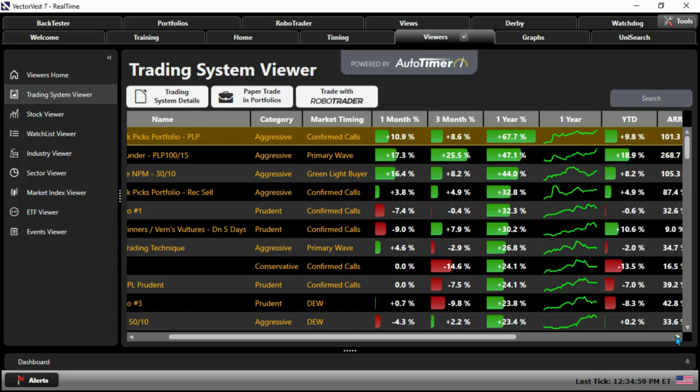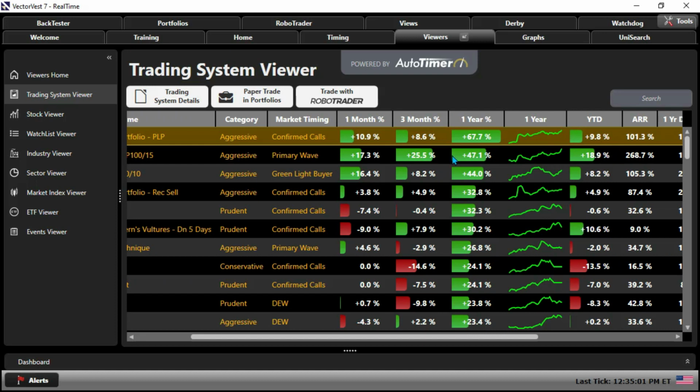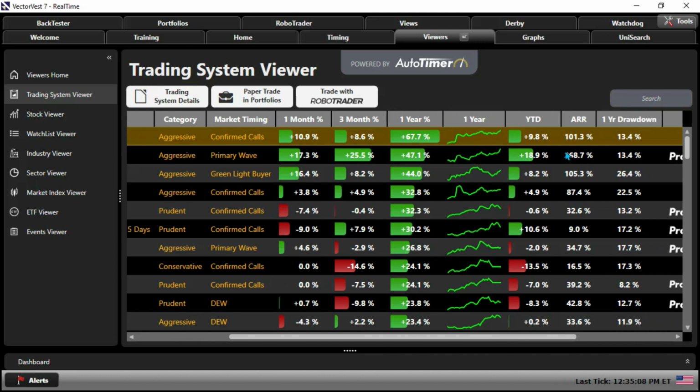Year to date, so it's up 1 year, 67%, but year to date right now, it's up over 9%. It gives you the annualized rate of return, which is beautiful, and then it also gives you the drawdown based upon what makes up the system. 13% on a 1 year drawdown is not half bad, but if you say to yourself, that's too much, and what is drawdown? The biggest pullback in your portfolio at any one given time. Normally, you want that to be as low as possible while still making money in the market.